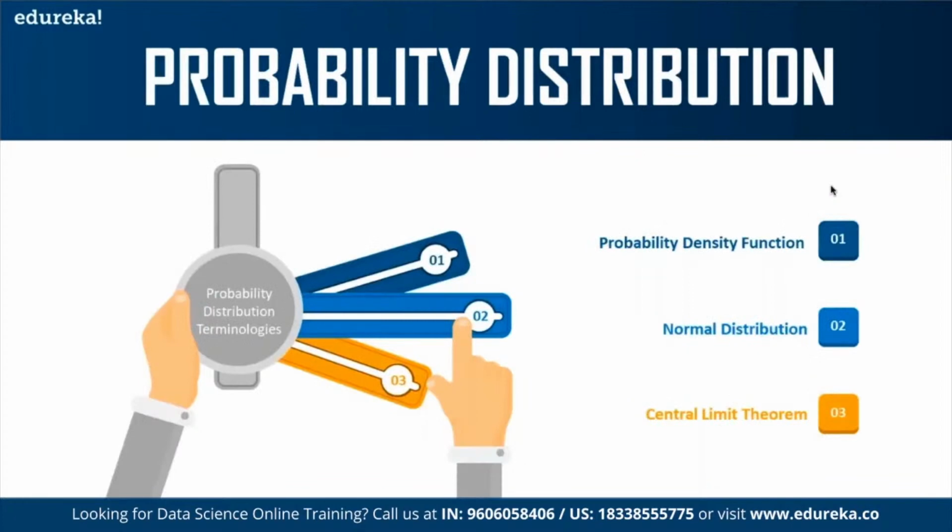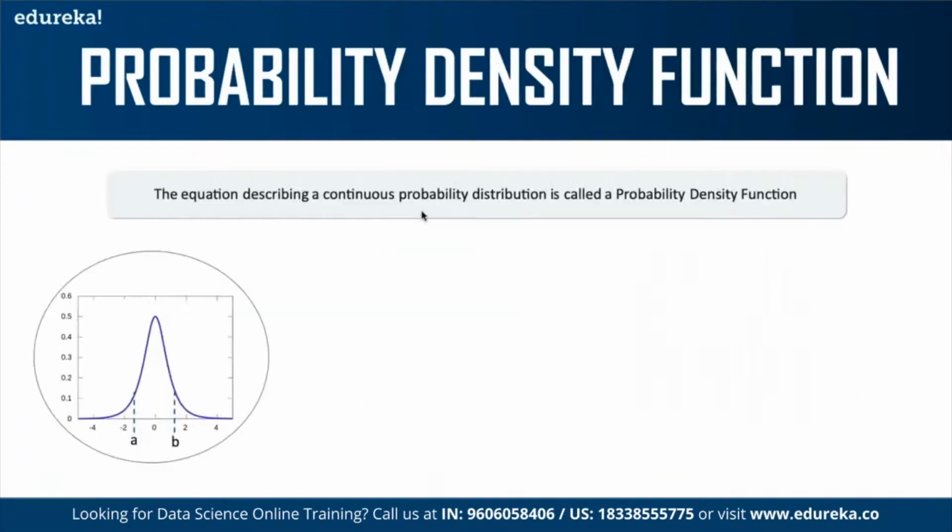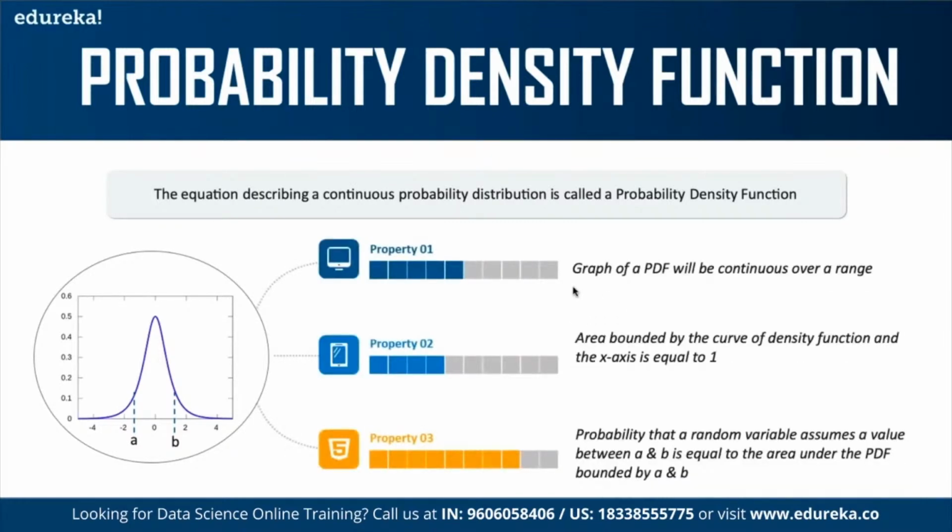And then we have probability distribution. In distribution, we have three things. We have density function, then we have normal distribution, and then we have central limit theorem. Now, as per the definition, the equation describing the continuous probability distribution is called the probability density function altogether, right? So for example, in property 1, the graph of PDF will be continuous over the range here. In property 2, the area bound by the curve of the density function is equal to 1.